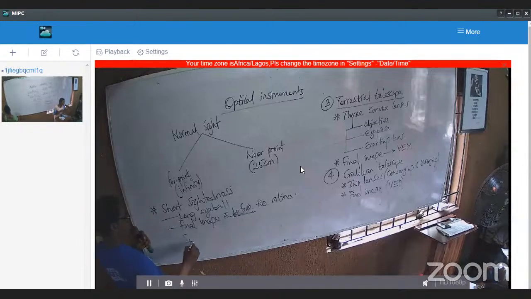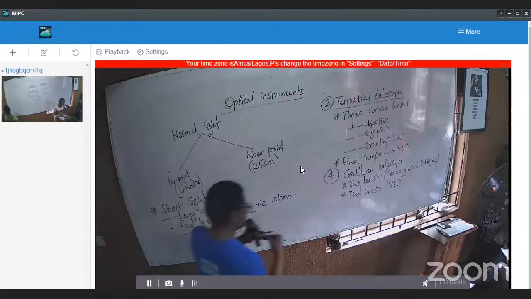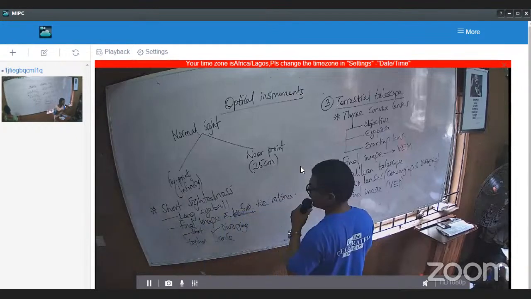Then we have correction. For short-sightedness, you need a diverging lens to correct that.